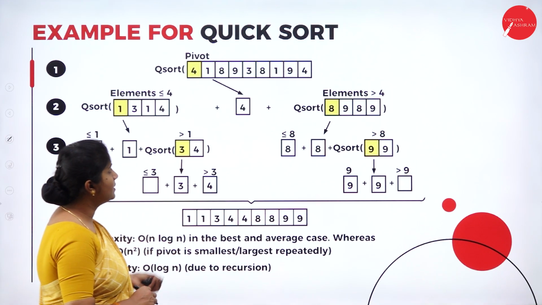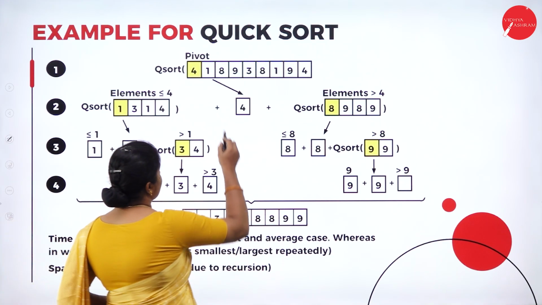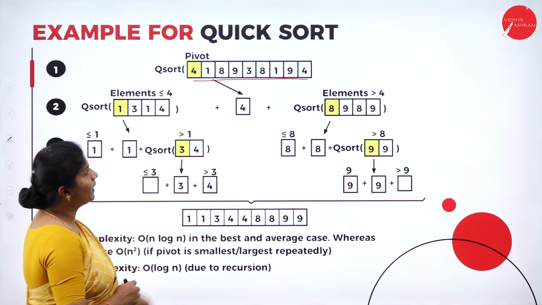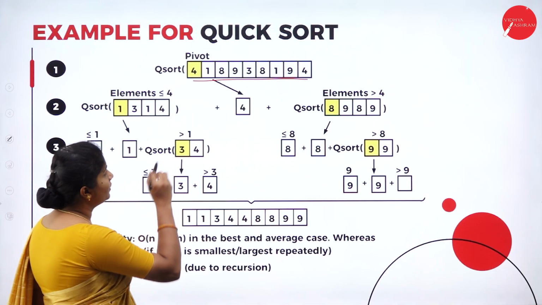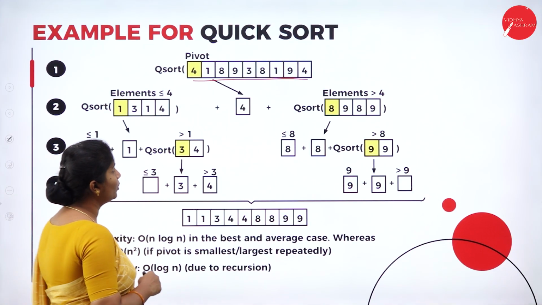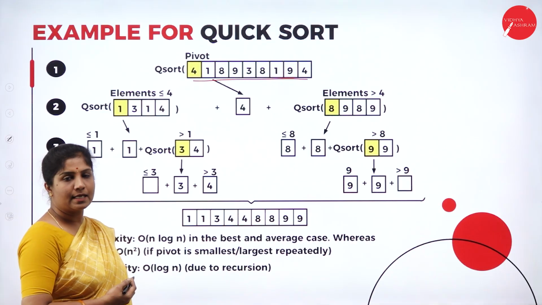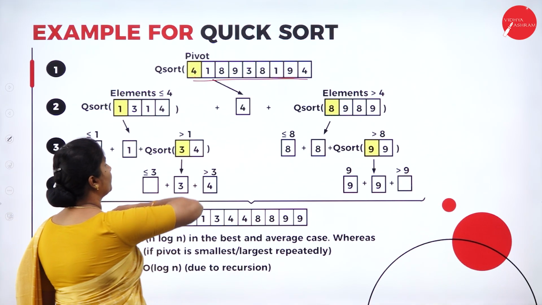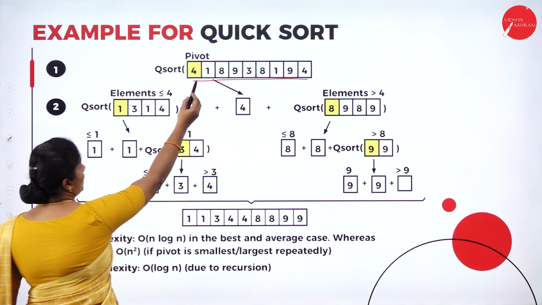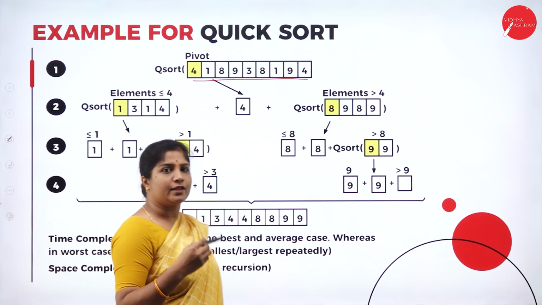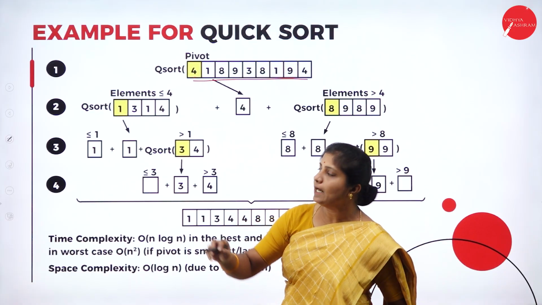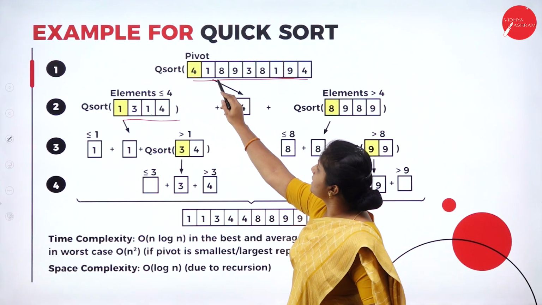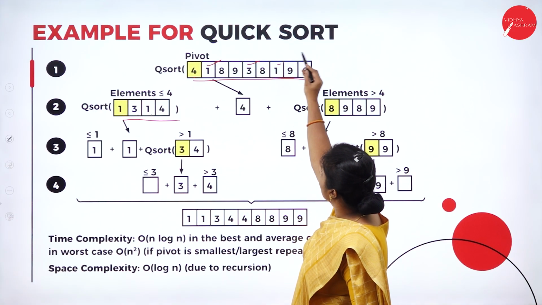So let us have one simple example here. Here I have taken an array which holds the elements 4, 1, 8, 9, 3, 8, 1, 9, 4. So some of the numbers are repeated here. Let us have a look at how we can work on this. Here I have chosen the pivot element as the first element, that is 4. Which elements are lesser than the 4? I am going to place them on the left of the array. You can observe here: 1, 3, 1, 4. So these are the lesser numbers.